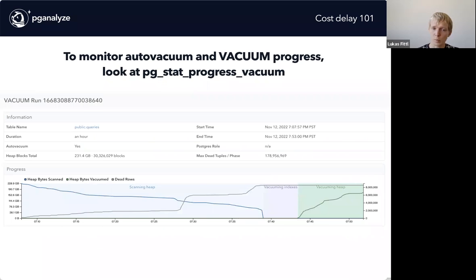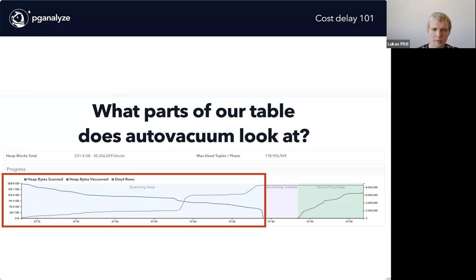If you want to know more about how this looks, you can look at pganalyze progress vacuum. Here's a visualization of that data. It shows you how fast the vacuum is running, and also shows you how it's going through different phases. Now, I want to talk next about what parts of our table autovacuum actually has to look at.